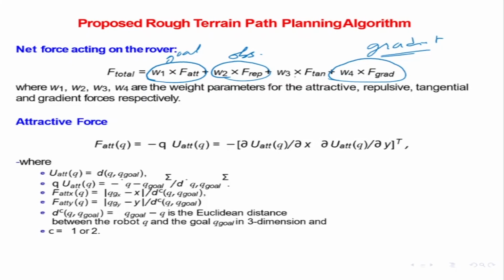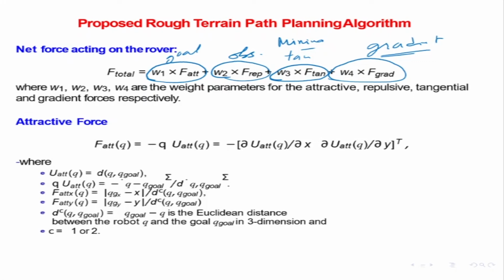Okay. Now we can also have a tangential force. This is a tangential force basically for traps or minima problems. If the robot gets trapped, you can use a tangential force which will take it away from the trap. Okay, so this is a potential field function.